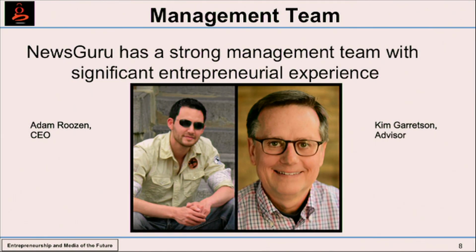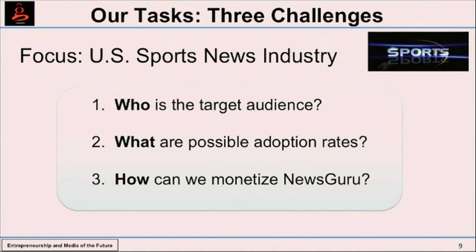So on the one hand, there is Adam Rusin, who is the CEO, and he's currently involved with a few other startups, so he has some entrepreneurial experience. And on the other hand, there's Kim Gerritsen, who is an advisor to NewsGuru and works on marketing problems for startups. But hey, there's still something to do for us as a team, and what we want to present to you now is our 3 tasks and our 3 questions we asked.